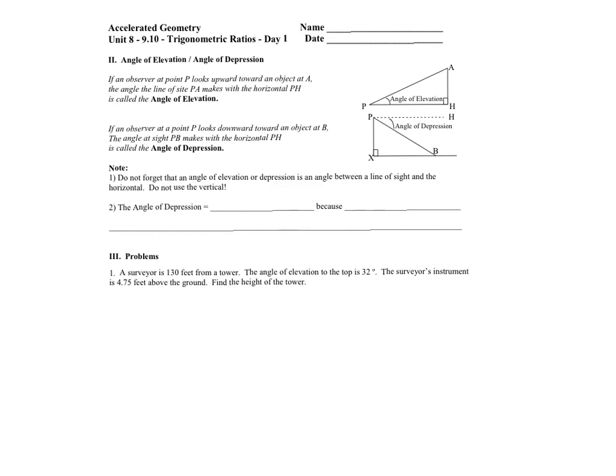If we have an observer standing at point P and looking up towards an object at point A, the angle from the horizontal, from line PH, up to the line of sight is called the angle of elevation. If we now have an observer at point P looking down towards an object at point B, the angle from the horizontal line PH down to the line of sight is called the angle of depression.